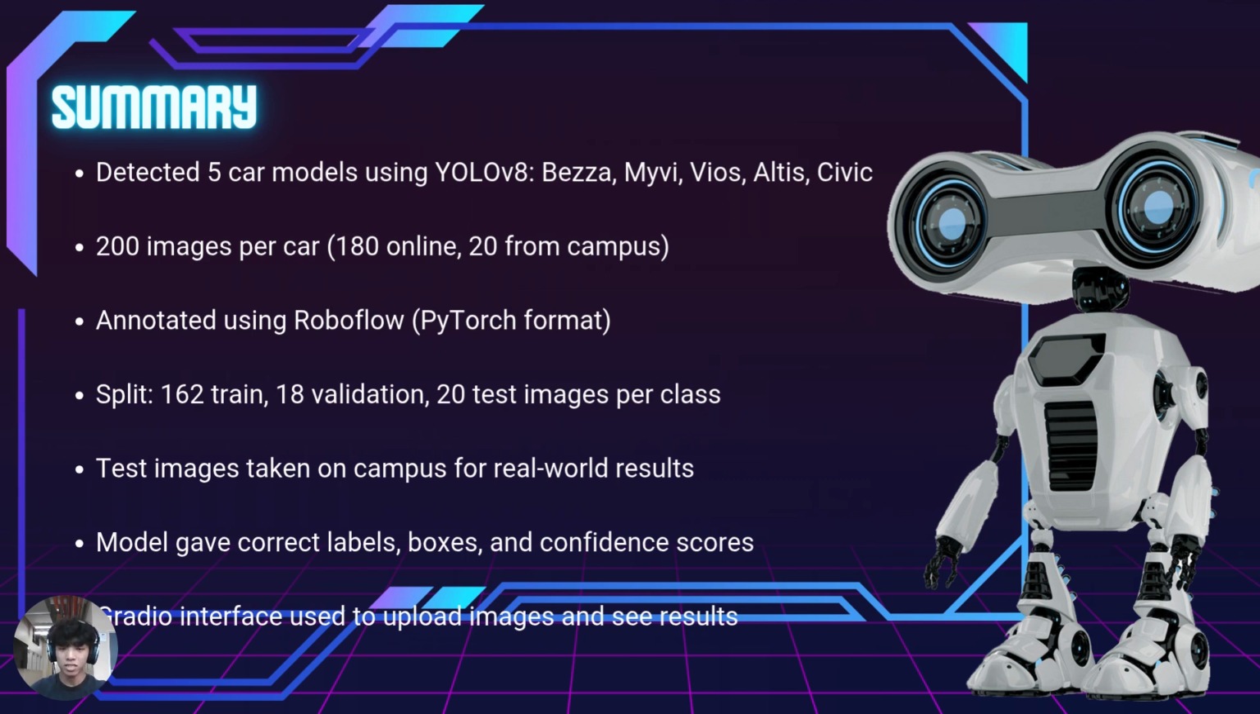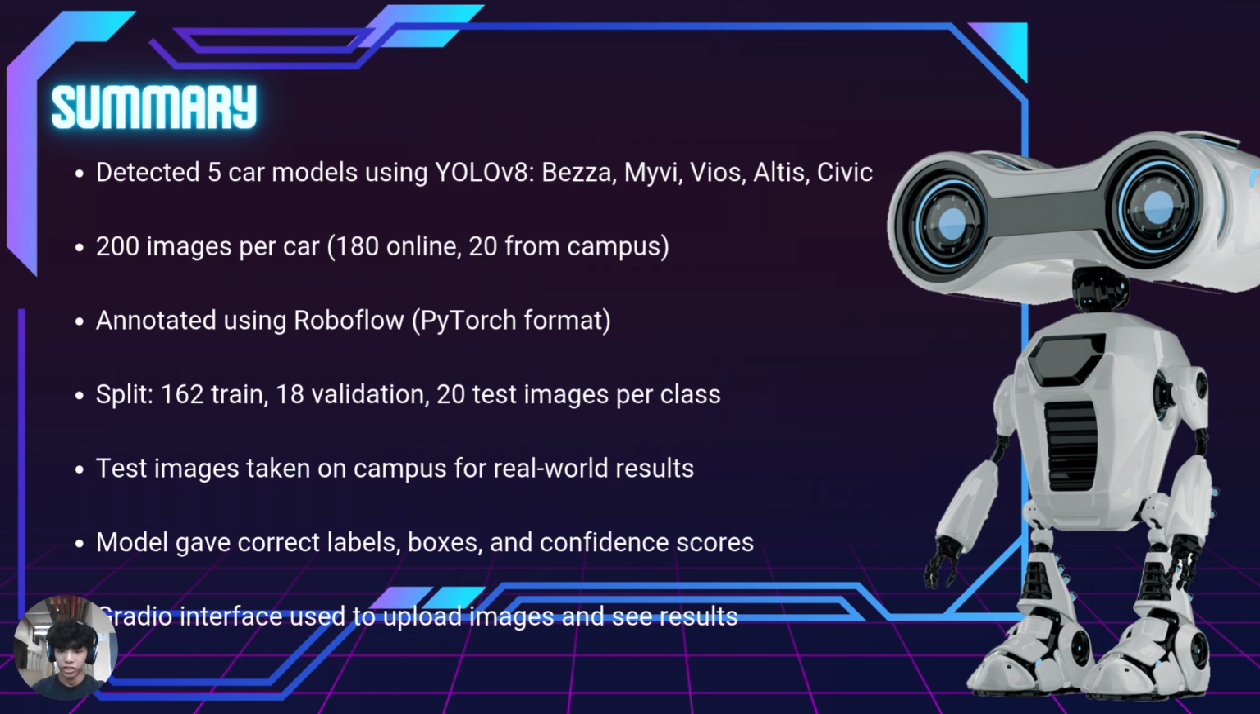Thank you, Chiang. So right now, I would like to summarize and provide recommendations and improvements. For the summary, the project used deep learning YOLOv8 to detect and classify 5 common car models on Swinburne Sarawak campus. The target car models include the Perodua Bezza, Perodua Myvi, Toyota Vios, Toyota Altis, and Honda Civic. Each class consists of 200 images, 180 from online and 20 from campus.